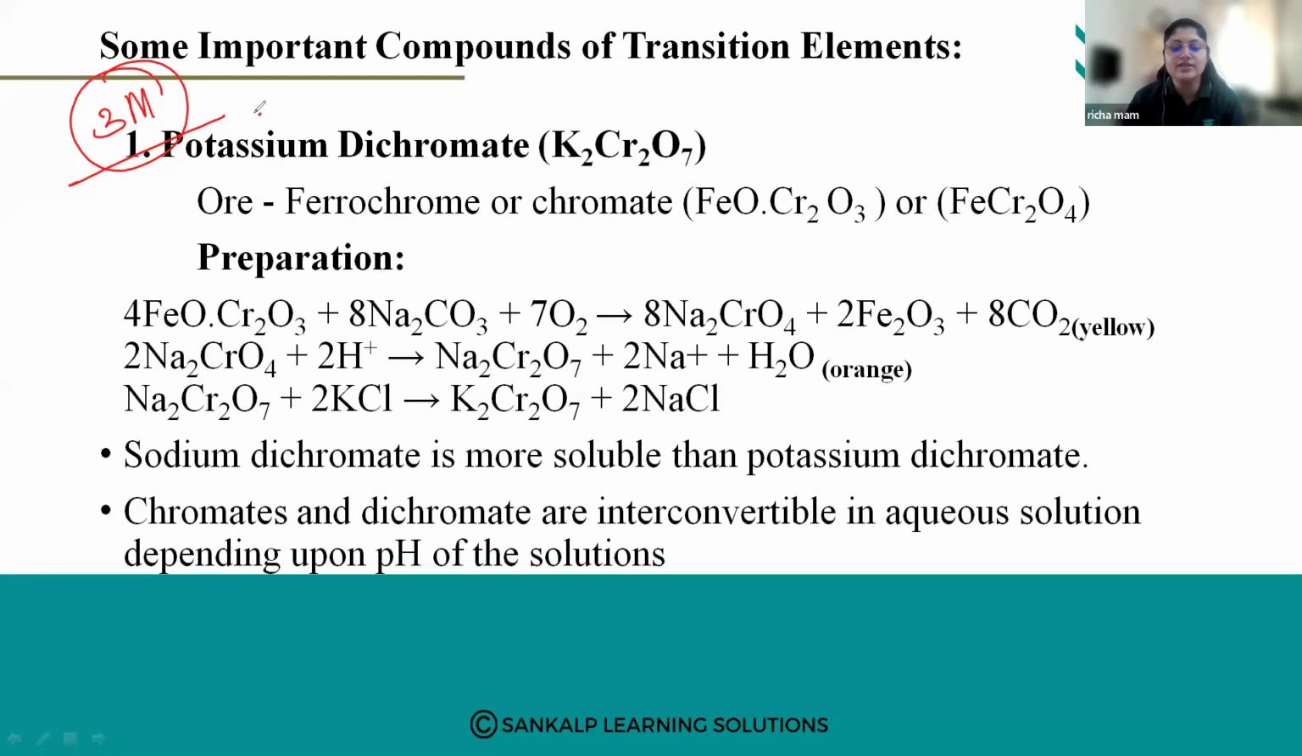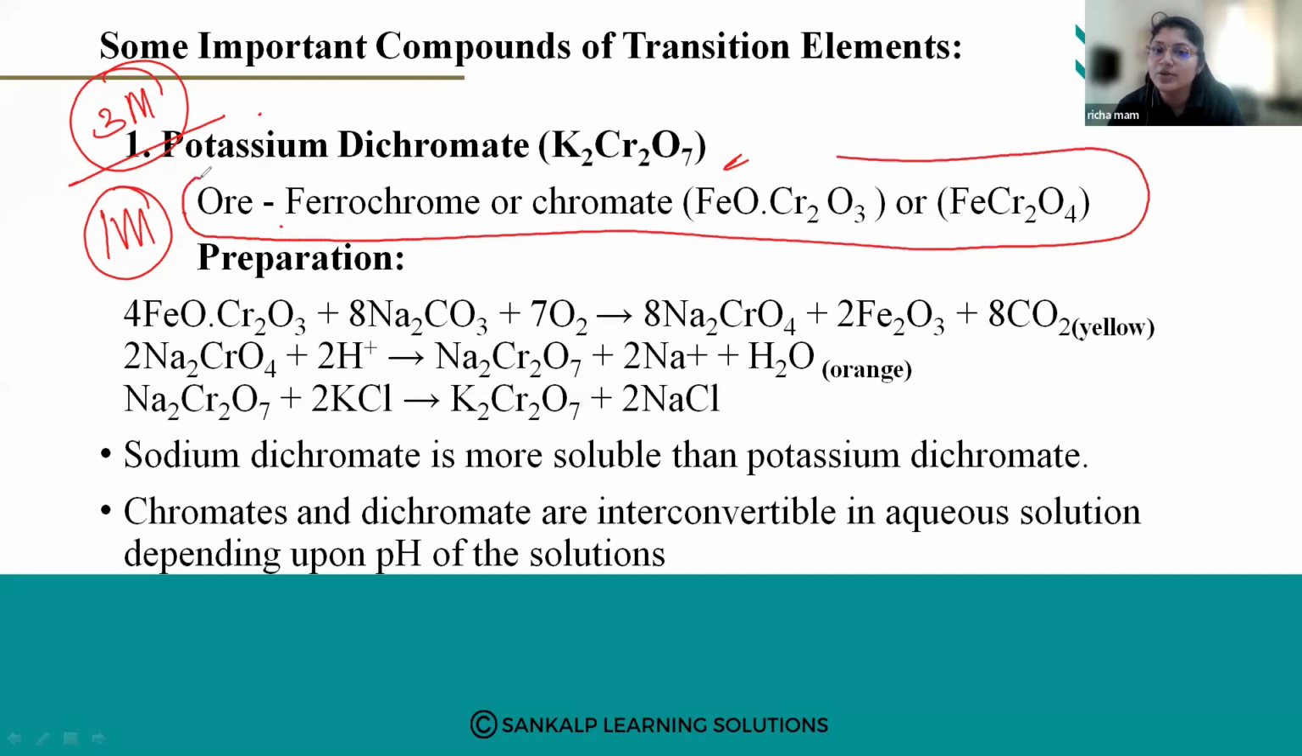First we are going to see potassium dichromate. Potassium dichromate is K2Cr2O7. The ore which is used is ferrochrome or chromite ore. It is a 1 mark question, very important: which is the ore used for the preparation of potassium dichromate? What is the ore and its composition? Mark this as important and please make a note in your book.